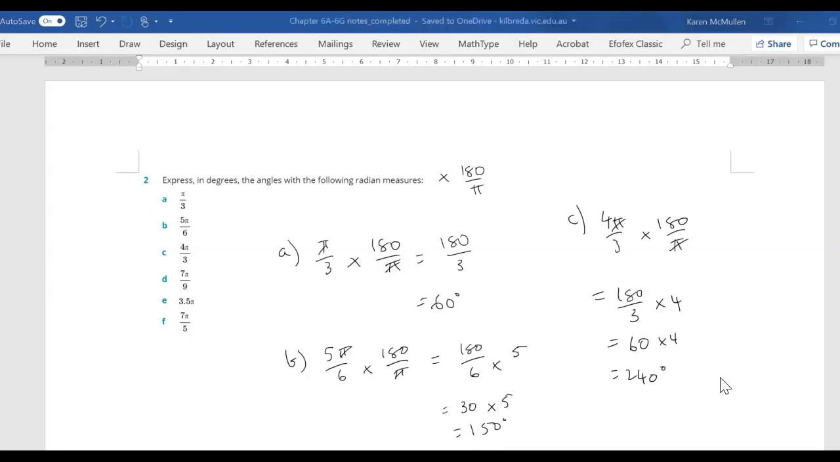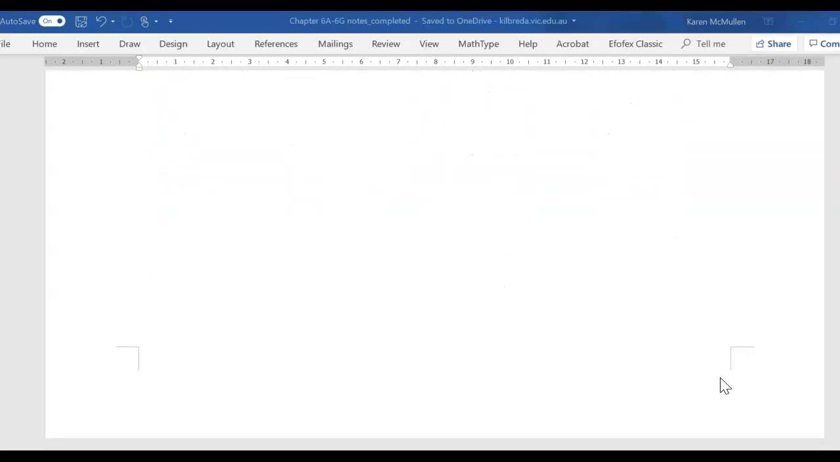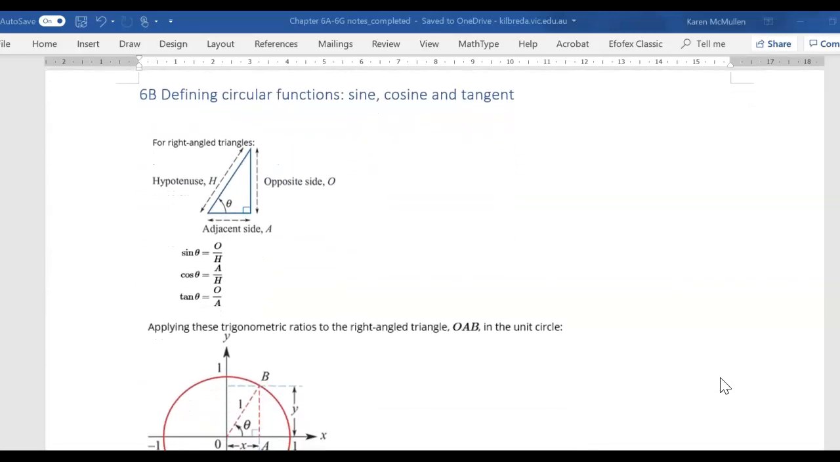All right, and if you like, you can go and do the rest of those questions and just check your answers in the textbook. All right, let's move on to 6b. So defining circular functions, sine, cosine, and tangent.